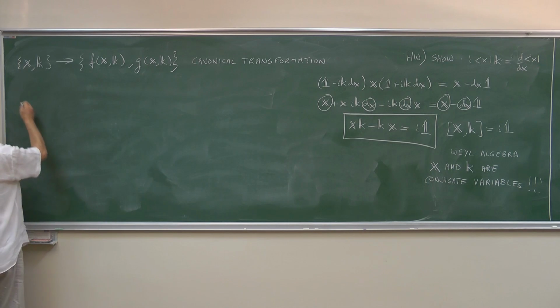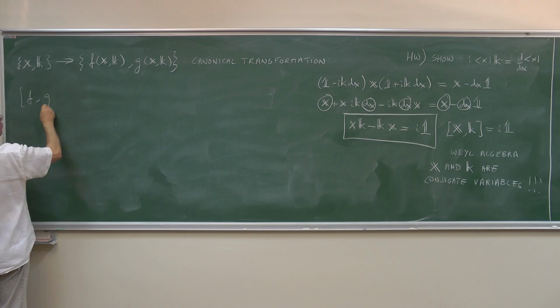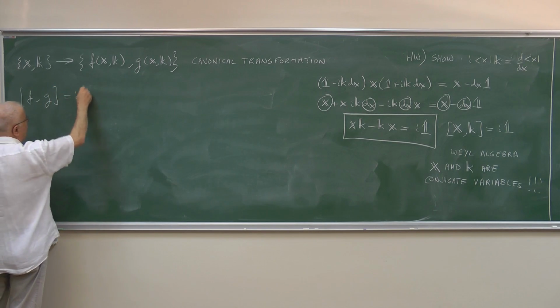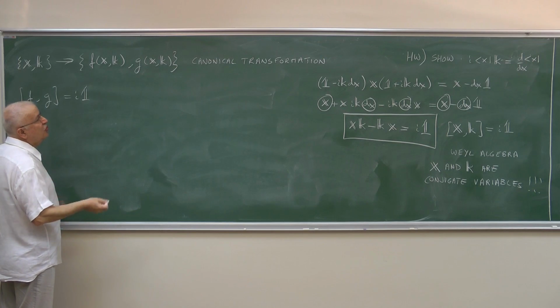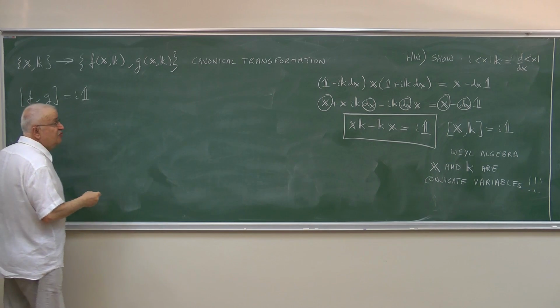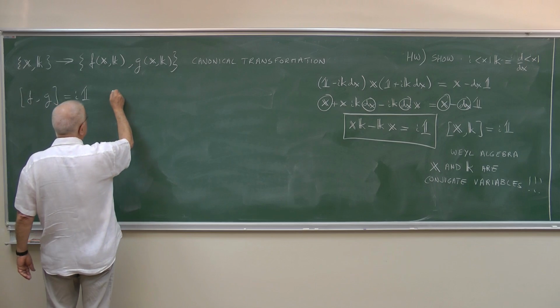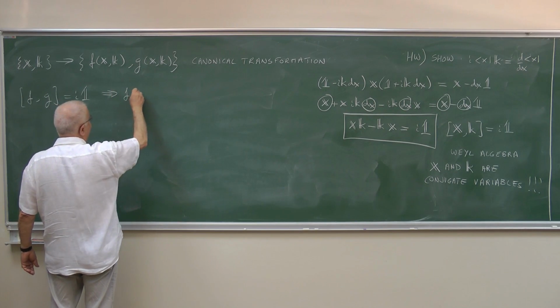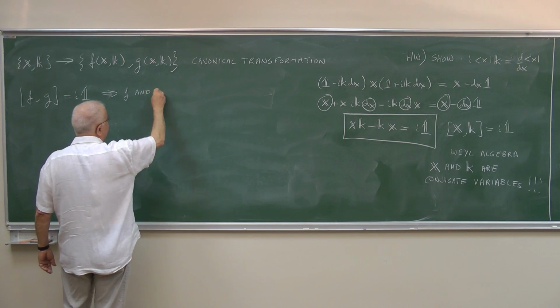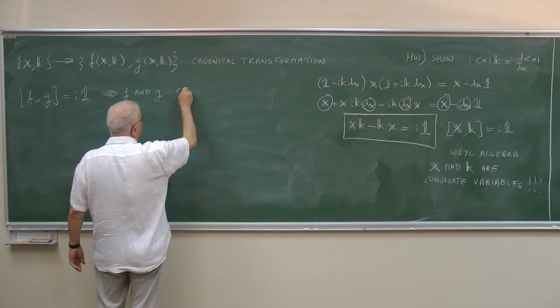If further I have f, g commutator equals I, identity, then this canonical transformation gives me conjugate variables. So this implies f and g are conjugate.